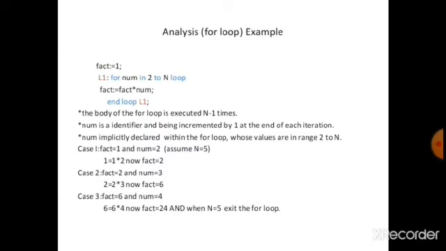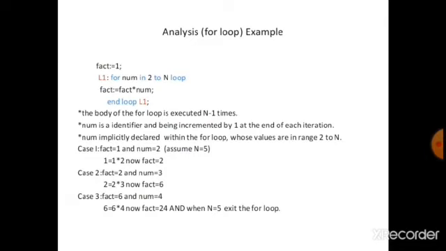In the same way, what happens in the third case? In case 3, fact is equal to 3 and num is equal to 4, because in the previous case num is equal to 3. After executing this statement, num is incremented by 1 once again. Now your num is equal to 4. When num is equal to 4, this sequential statement executes once again. Now the fact is equal to 24.